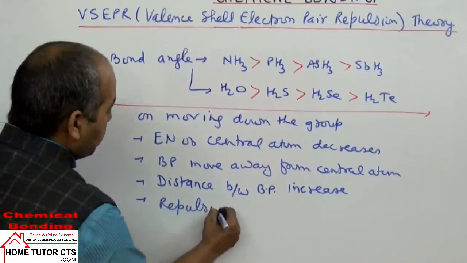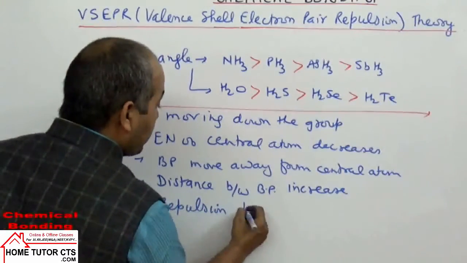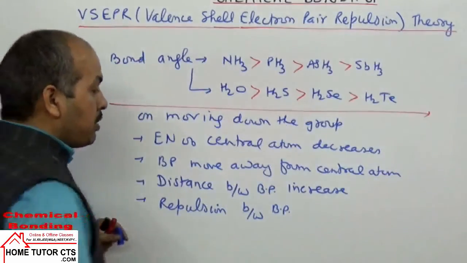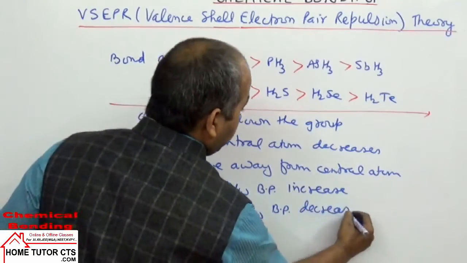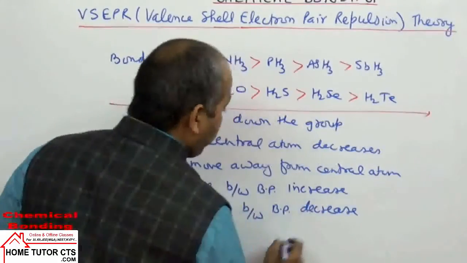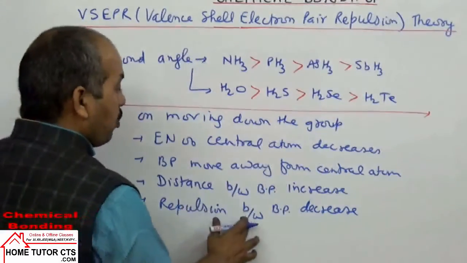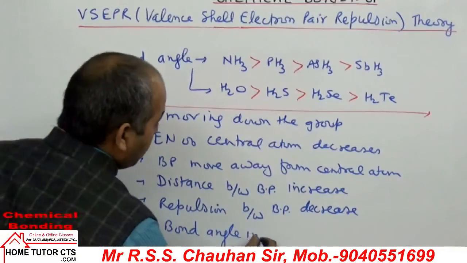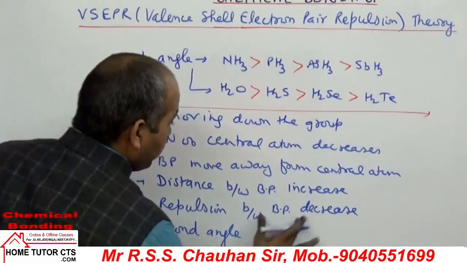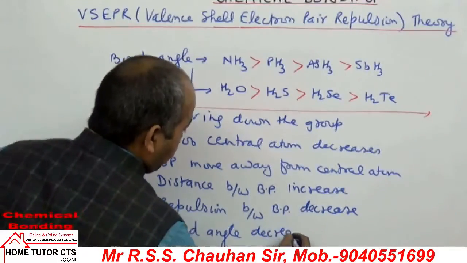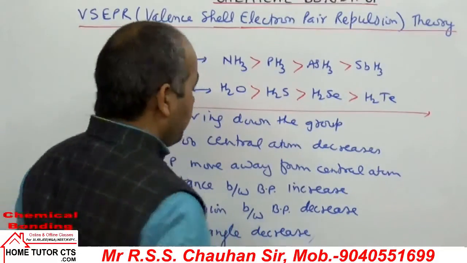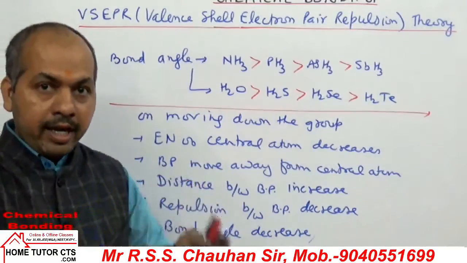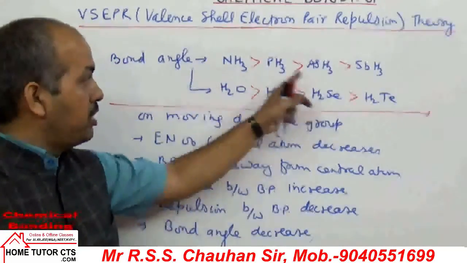Repulsion between bond pairs will decrease. If we have bond pairs more distant, the repulsion among them will decrease. If repulsion decreases, then what happens? When the repulsion between the bond pairs decreases, the bond angle decreases. When the bond pairs have more repulsion, the angle is more. If the bond pairs have less repulsion, the angle will be less. So the bond angle decreases in both the series.